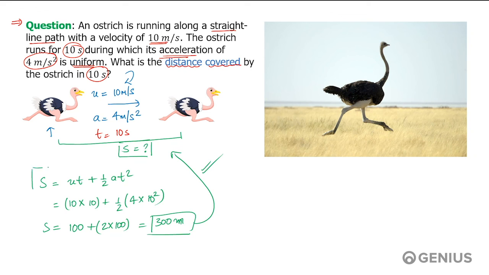So this is how you use the position-time relation in a calculation.